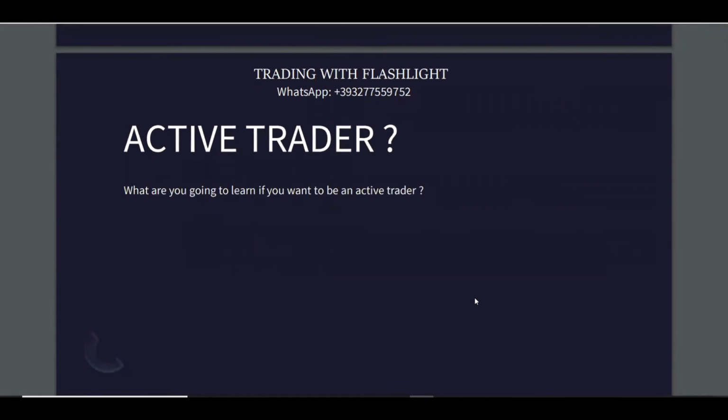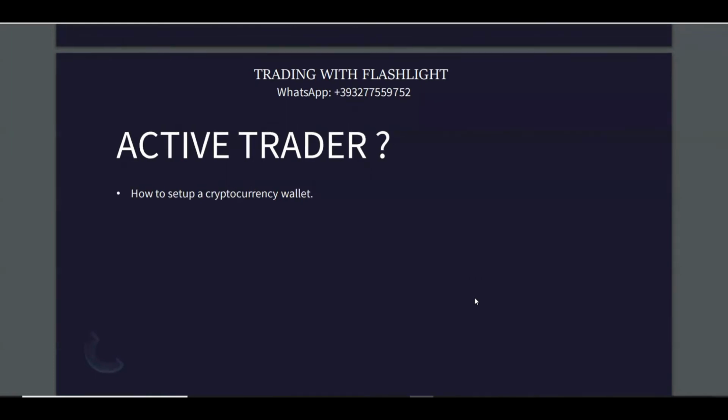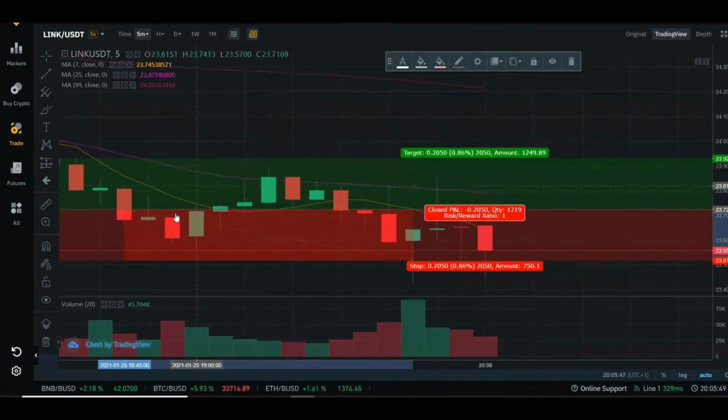So now, what is the active trader? So what are you going to learn if you want to be an active trader? So let's take it simple. First thing, to be sure that everybody is having the requirements, we are going to show you how to set up a cryptocurrency wallet. For example, how to create your cryptocurrency, your blockchain wallet, for example, as I showed, how to set up your Binance wallet, because these are exchange sites, so we mostly use them to trade.